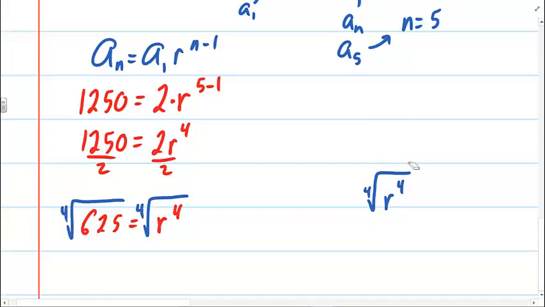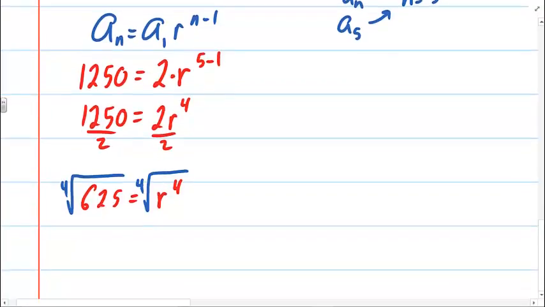Let me erase these guys. What that is saying is, on the 625, what number can I use 4 times in a row to get to 625? Couple things before I get to that answer I'll show you is that we know that the right side is just going to cancel out and become r equals.